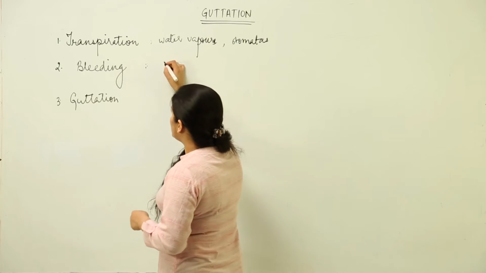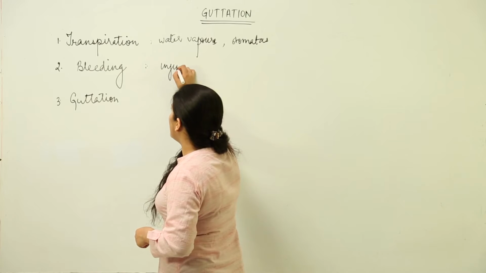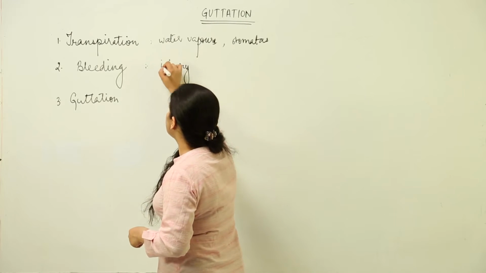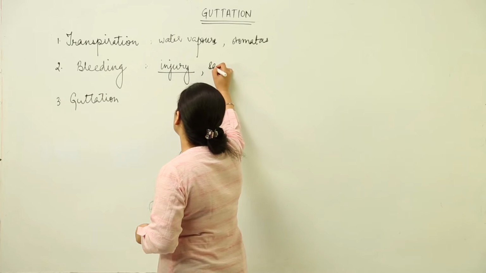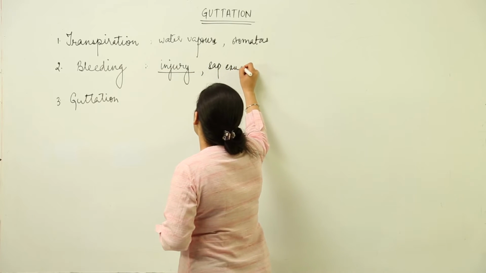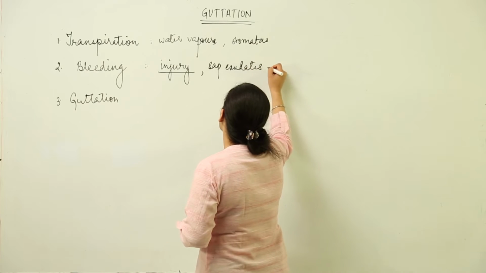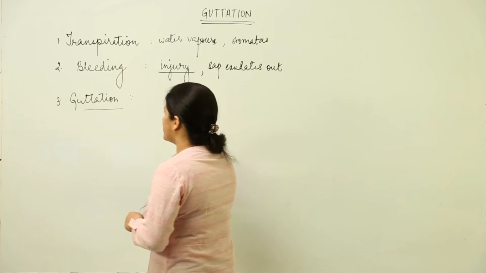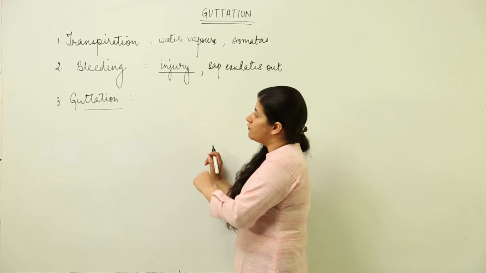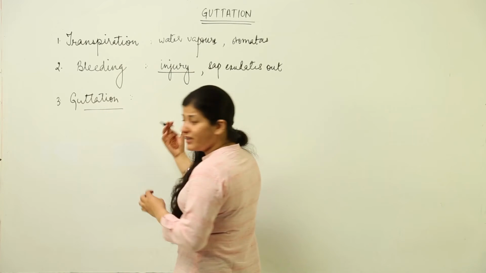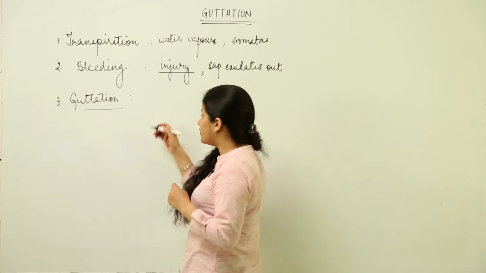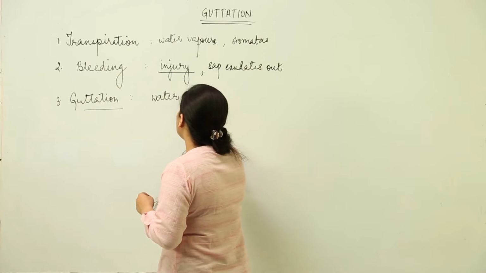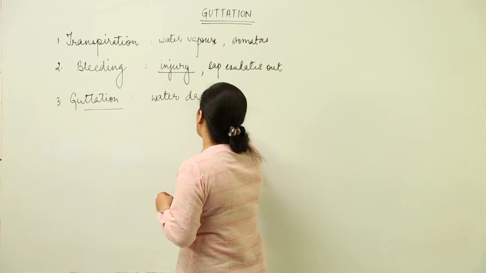Bleeding is the case where the plant tissue or the plant part undergoes an injury and the sap exudes out from the injured part. And last one is guttation, that is our topic of study in this lesson, which involves the giving out or the exudation of water in liquid form. That means you are going to find water droplets.